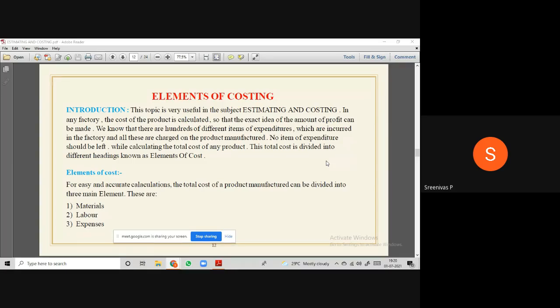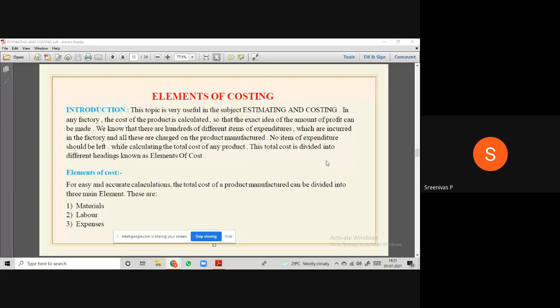We know that there are hundreds of different items of expenditure which are incurred in the factory, and all these are charged on the product manufactured. So not even a single paisa must be misused. We must consider each and every single paisa, and finally it will be charged on the manufactured component.